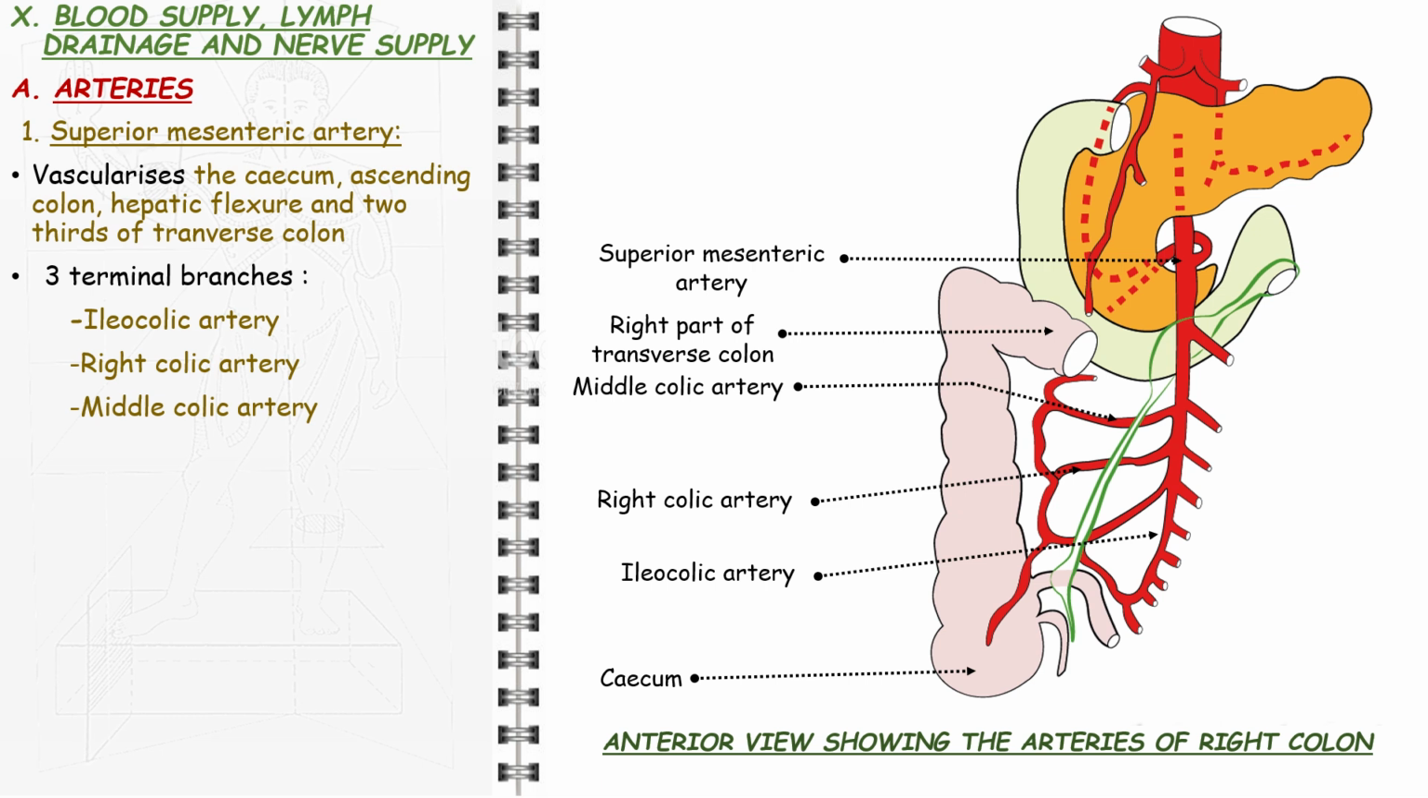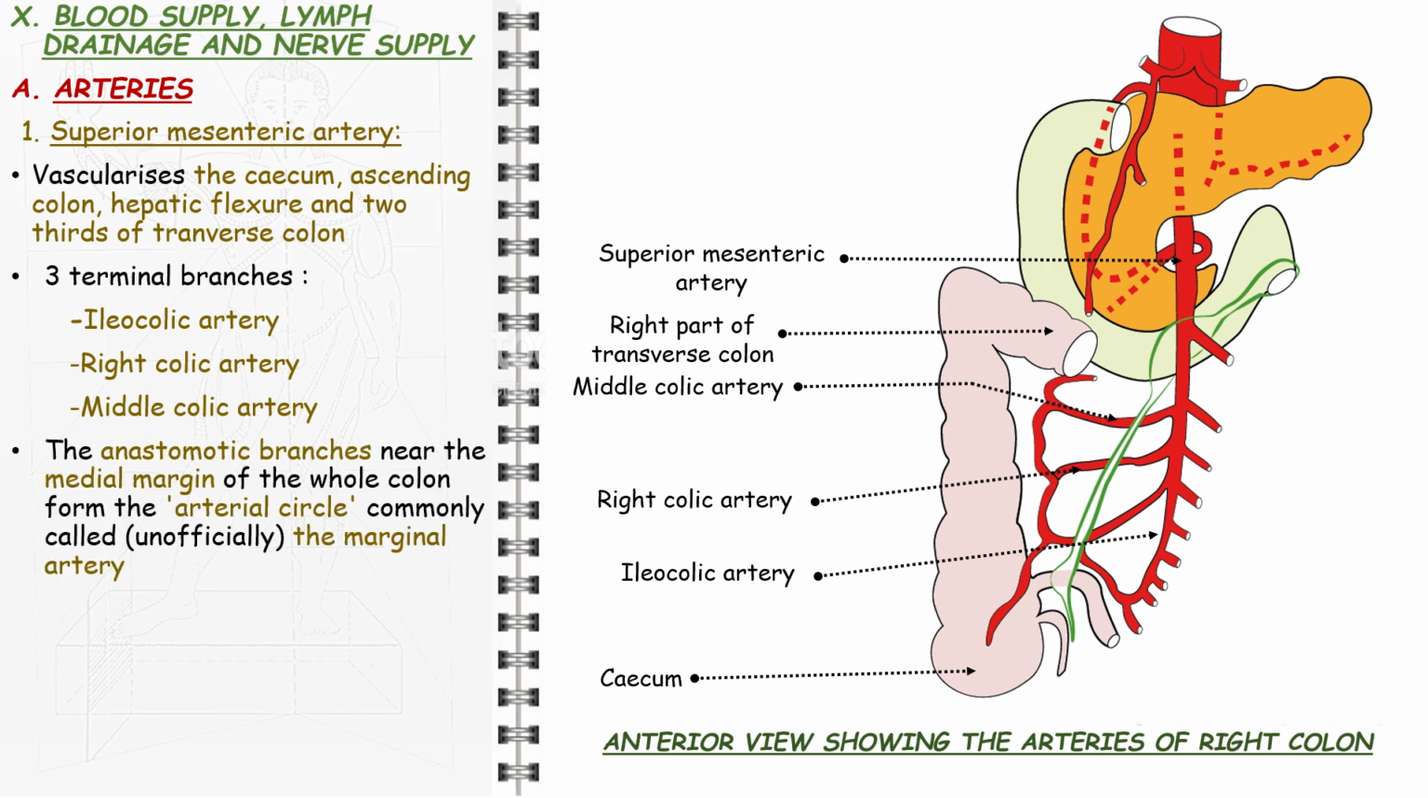The middle colic artery travels in the transverse mesocolon and ends into two branches, right anastomosing with the right colic artery and left anastomosing with the left colic artery. The anastomotic branches near the medial margin of the whole colon form the arterial circle commonly called, unofficially, the marginal artery, 2.5 centimeters from the mesocolic border of the sigmoid colon.